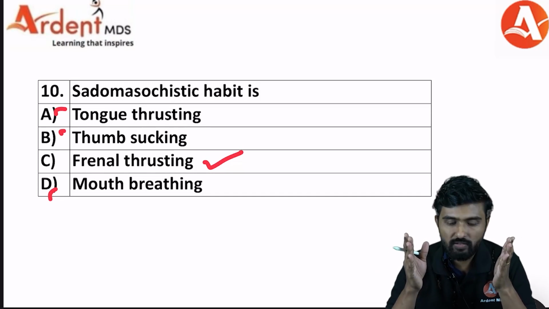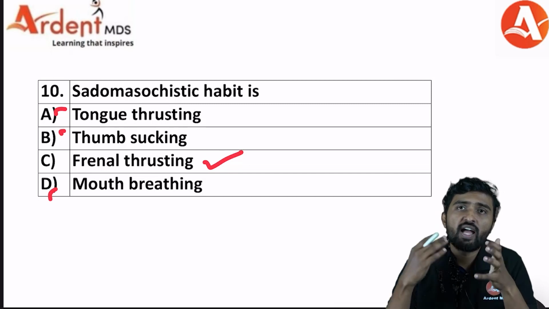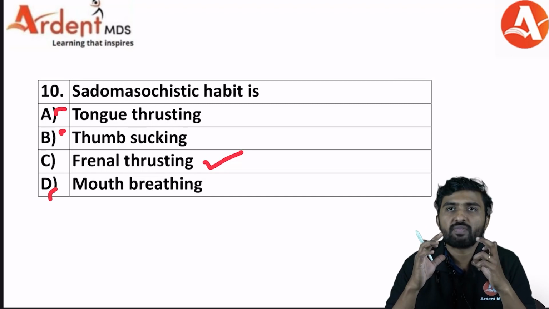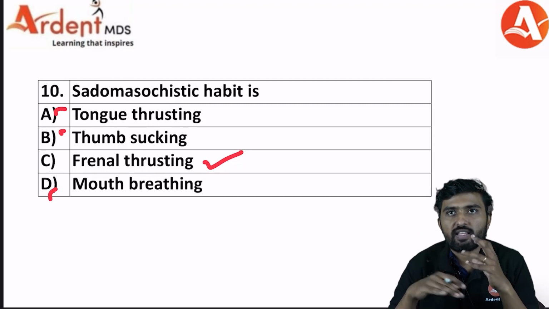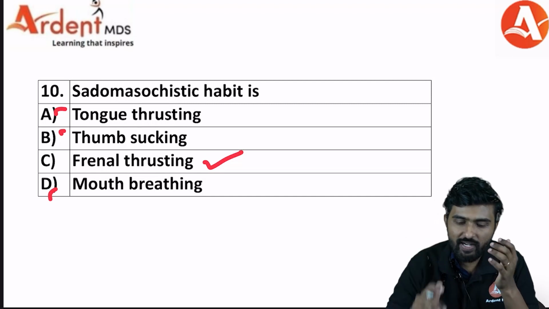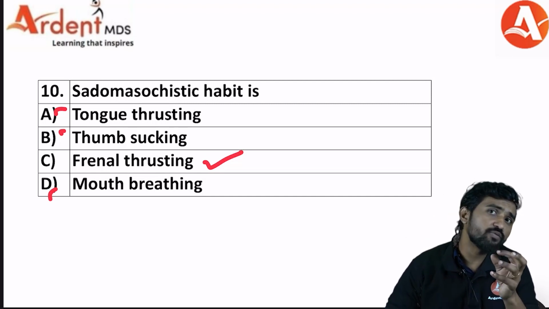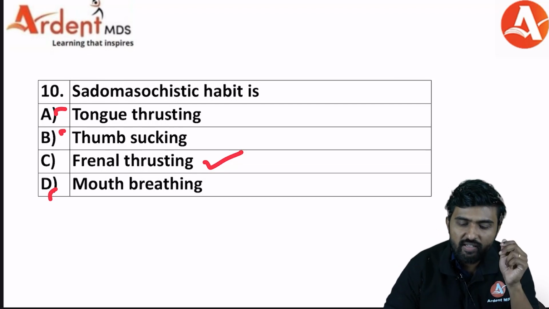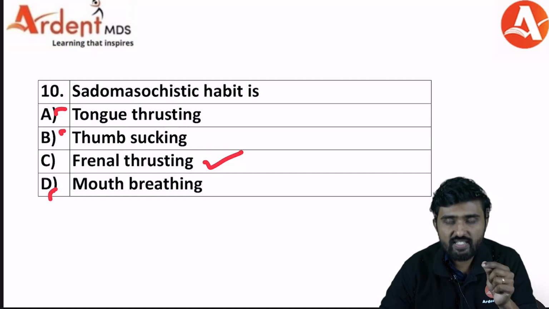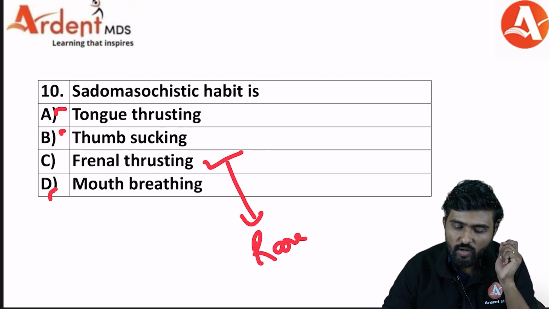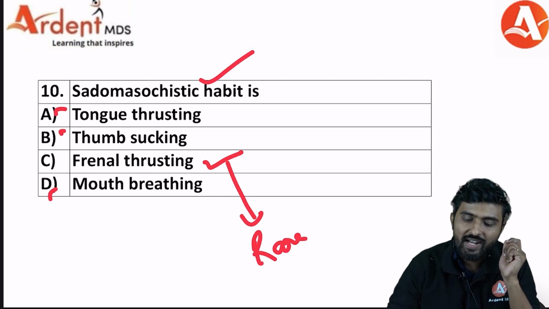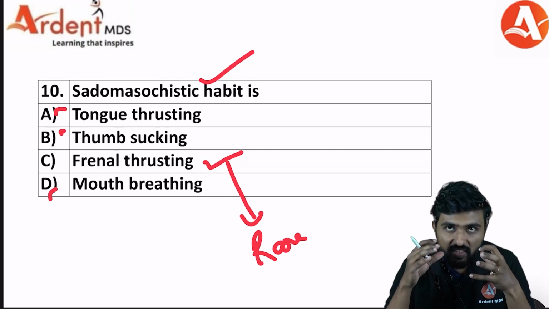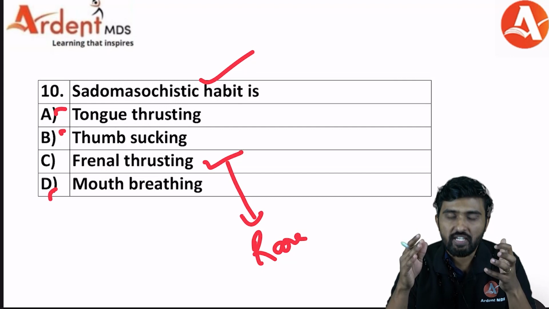We always know that. And mouth breathing, because of anatomical obstructions in the nasal airway pathway, the patient will develop a habit. So these three are associated with either some anomalies or malocclusion, whereas frenal thrusting is also associated with malocclusion, can be spacing of the central incisors, but there is some literature saying frenal thrusting is also a rare component of sadomasochistic habit. So the better option for this question in this exam is option C, frenal thrusting.